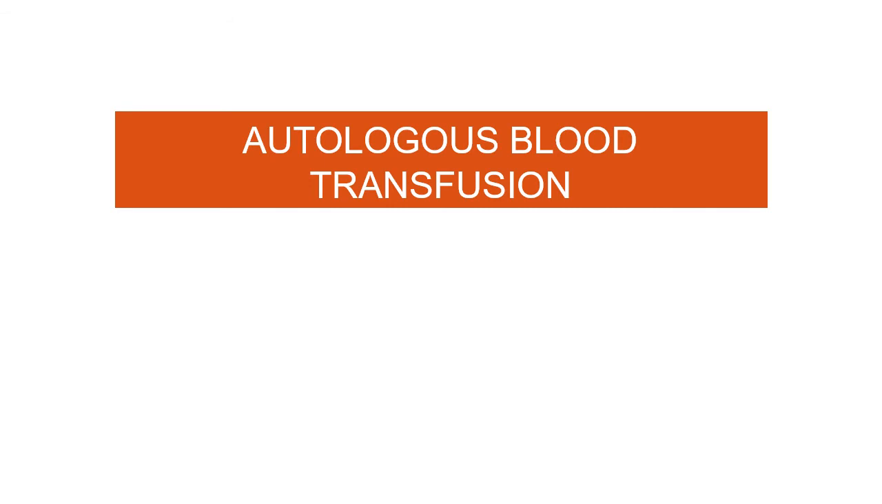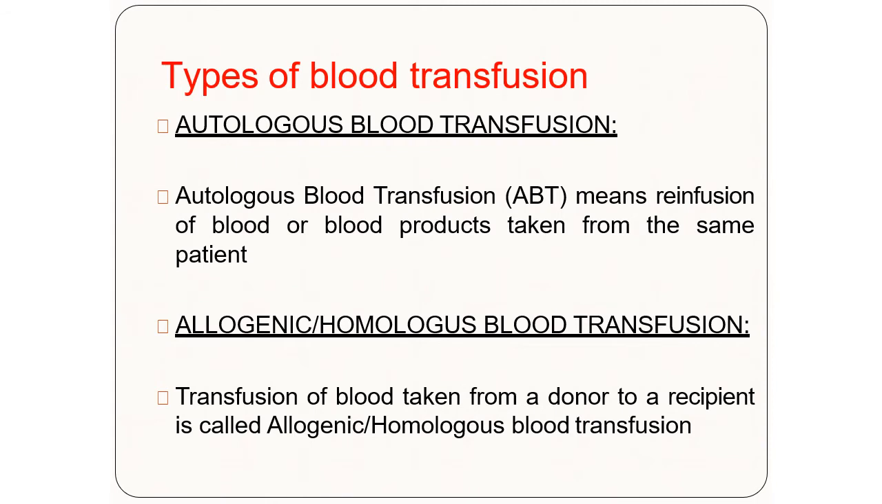Coming to the second part, that is autologous blood transfusion. There are two types of major blood transfusion. Autologous is the reinfusion of blood or blood products taken from the same patient. The donor is the same, and the recipient is the same person. The second is allogenic or homologous blood transfusion, the transfusion of blood taken from a donor to a recipient.